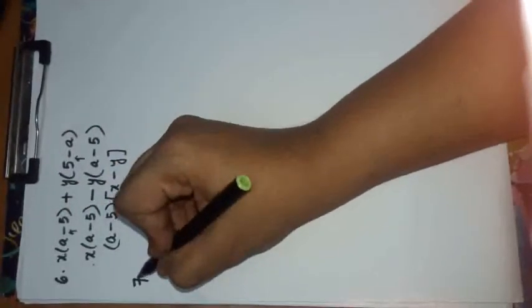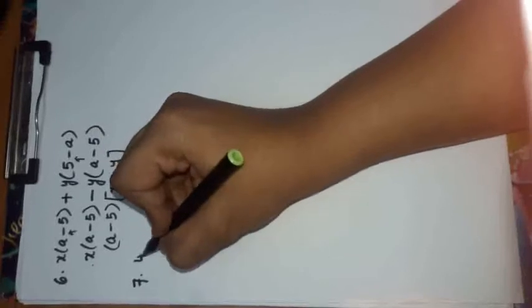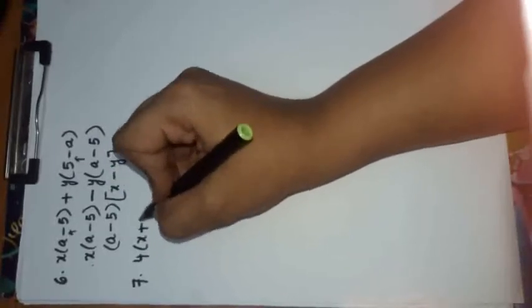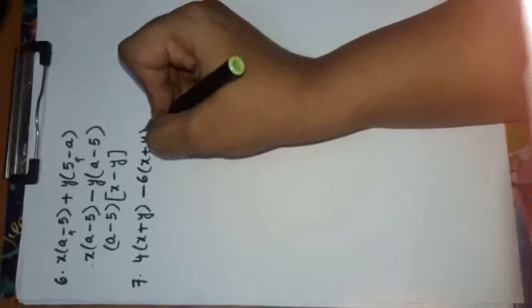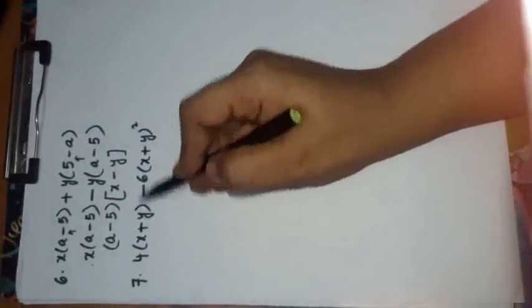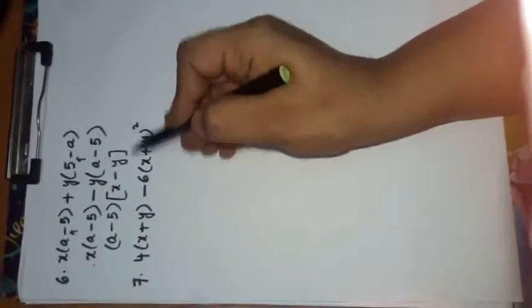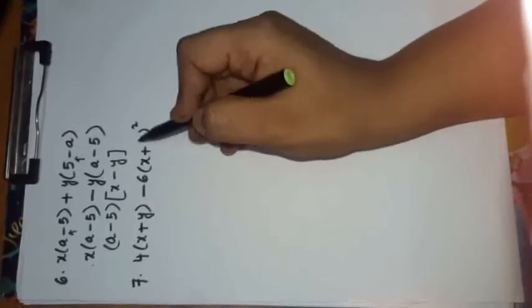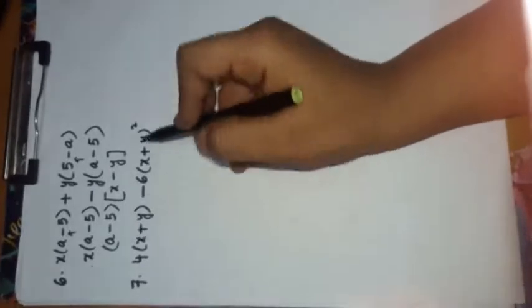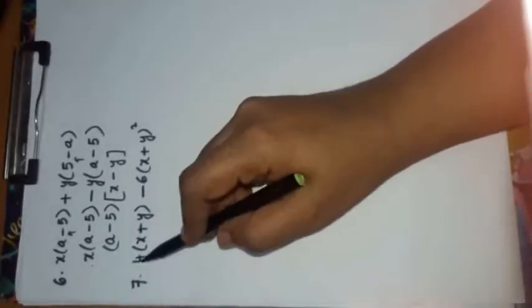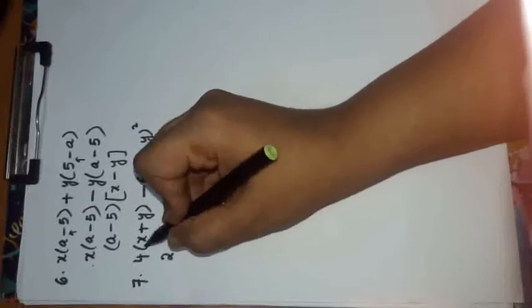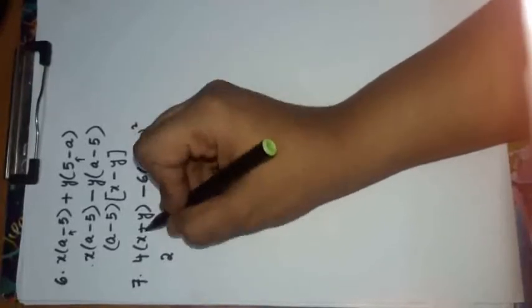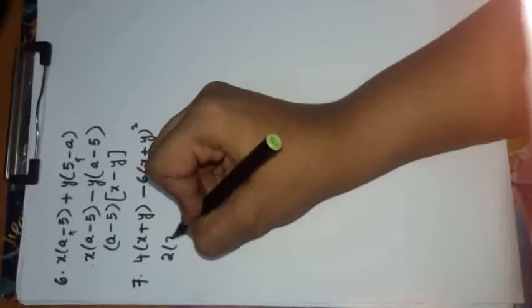Fine, everybody. Now let us go to the seventh one. The seventh question is 4 of x plus y minus 6 of x plus y whole square. Now again you can see these two are similar, just here square is there, here square is not there. So can we take x plus y common from both? Yeah. Now what about 4 and 6? 4 and 6 also will go in the table of 2. So 2 2s are 4 and 2 3s are 6. So first of all 2 we are taking common, then x plus y. So we are just taking x plus y.